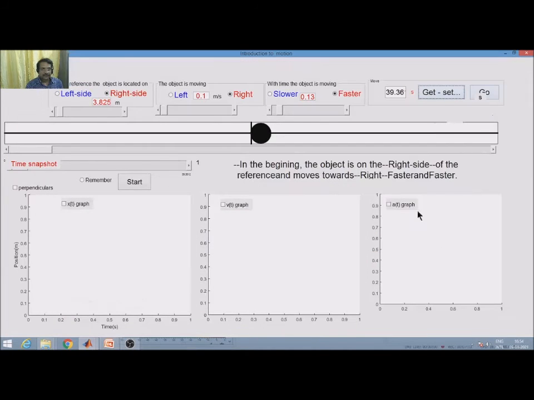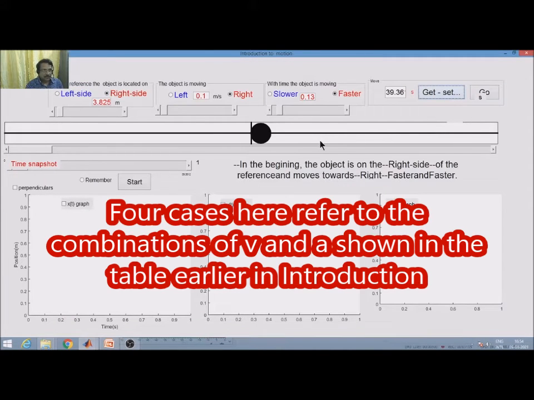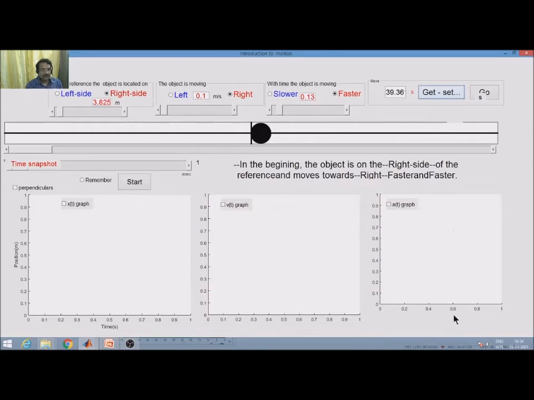Now let us look at 4 different cases and also look at the position time graph, corresponding velocity time graph, and acceleration time graph. The first case is the object is moving towards the right and it is speeding up. So both velocity and acceleration have a positive sign.